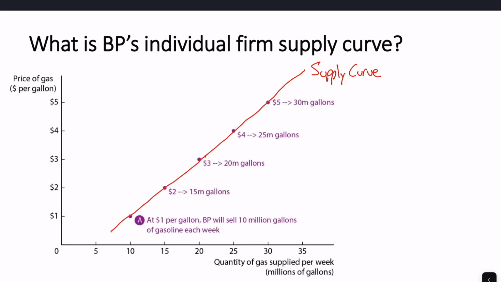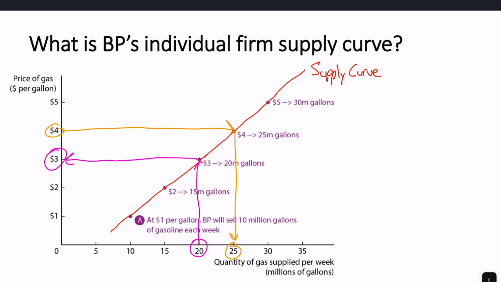Okay. And we can read this in 2 separate ways. First, we can take a given price. At a price of $4, we would come over to the supply curve, come down to quantity, and that would tell us how much the firm wants to sell: 25 million gallons of gas per week. We could also go in the opposite direction. What's the minimum price to convince BP to sell 20 million gallons of gasoline per week? You start from a quantity, go up to the height of that supply curve, and then come on over, and it has to be $3. So to get BP to sell 20 million gallons a week, the price has to be at least $3.